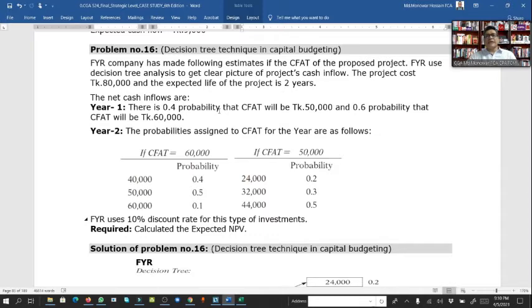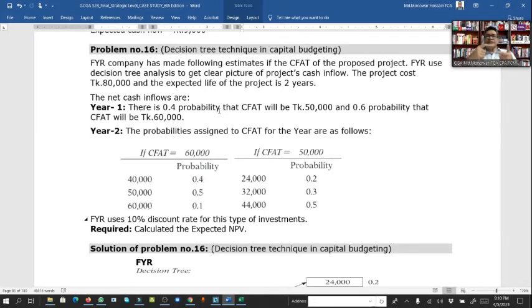A company has made the following estimate of the cash flow after tax of the proposed project. The company used decision tree analysis to get a clear picture of the project cash inflow. The project cash cost is 80,000 and the expected life of the project is only 2 years. So the net cash inflow in year 1, with probability 0.4, may be 50,000, and with probability 0.6, the cash flow after tax may be 60,000.